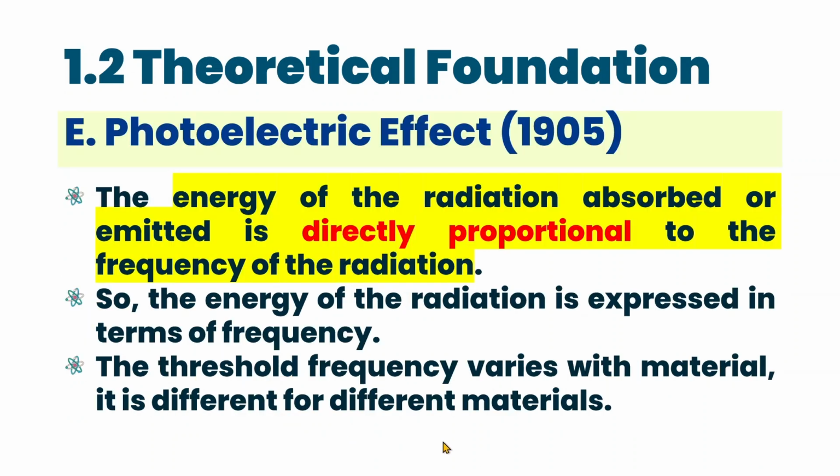The energy of radiation absorbed or emitted is directly proportional to the frequency of radiation. So the energy of the radiation is expressed in terms of frequency. The threshold frequency varies with material. Therefore, it is different for different materials. So it depends on the material, in short.